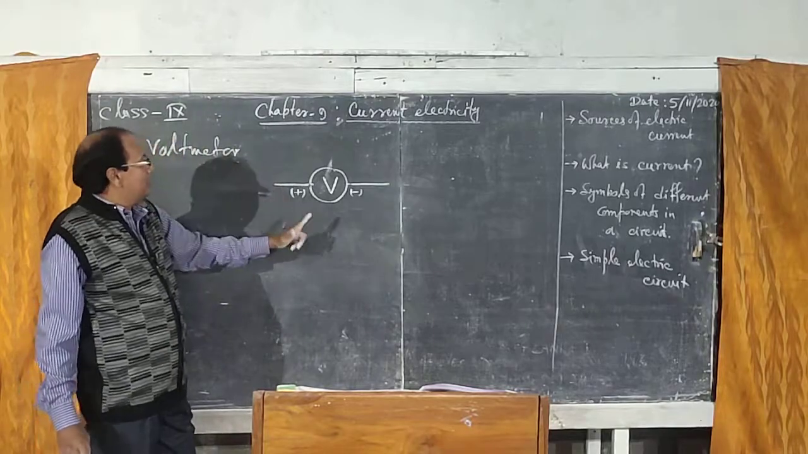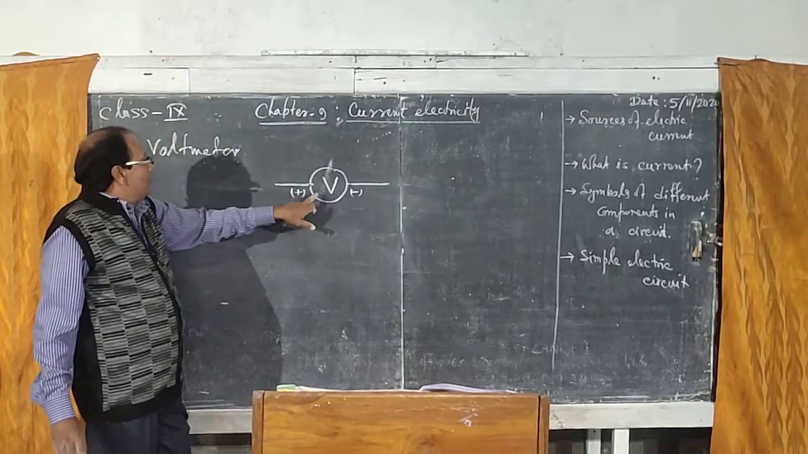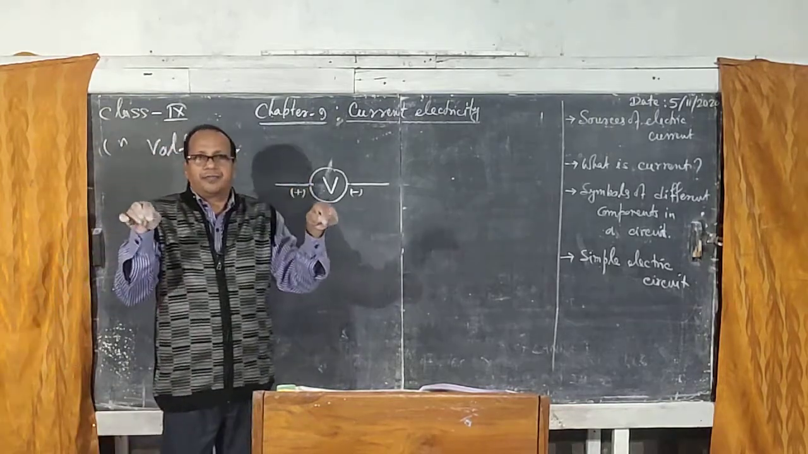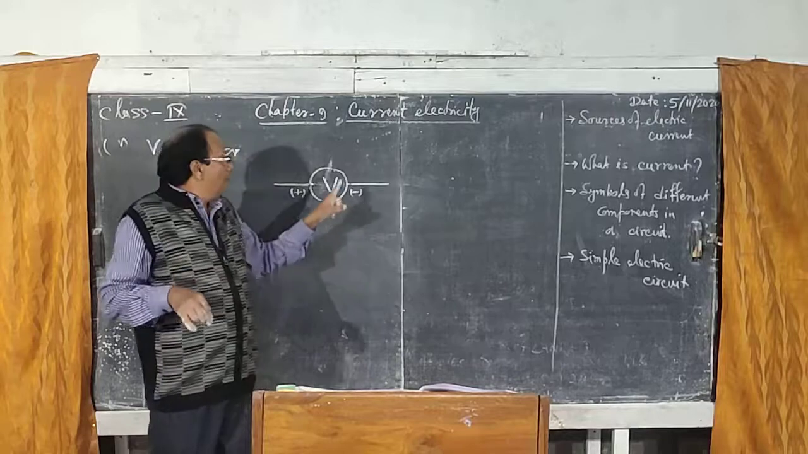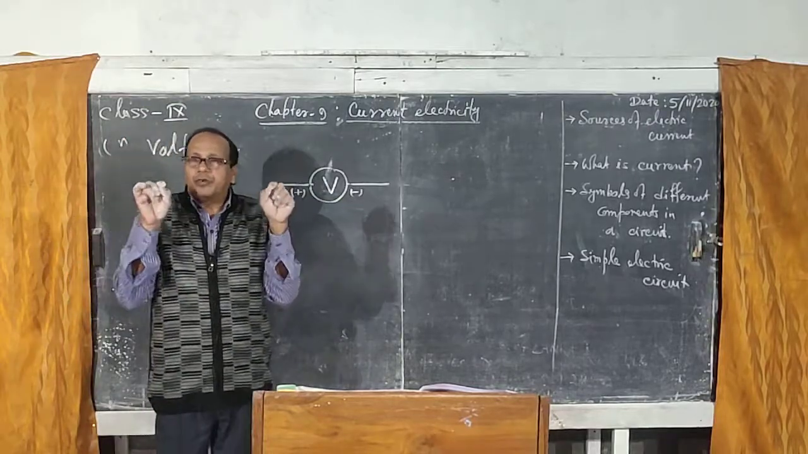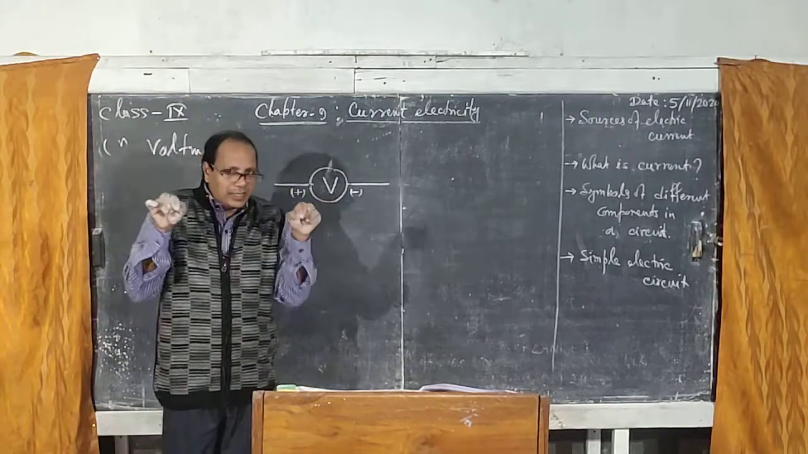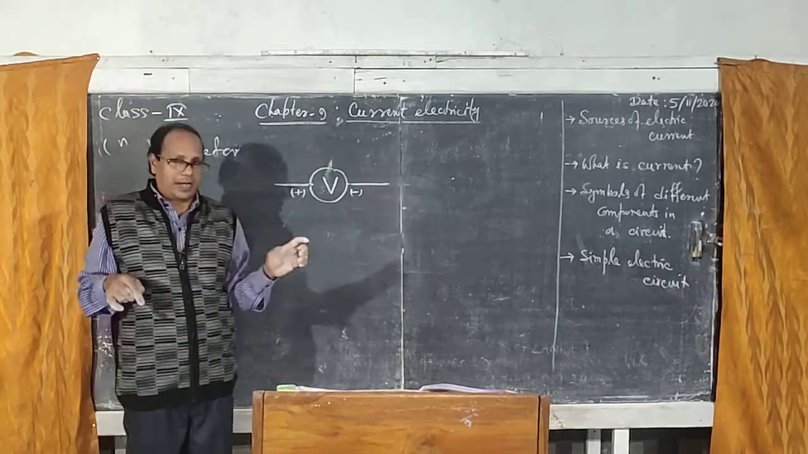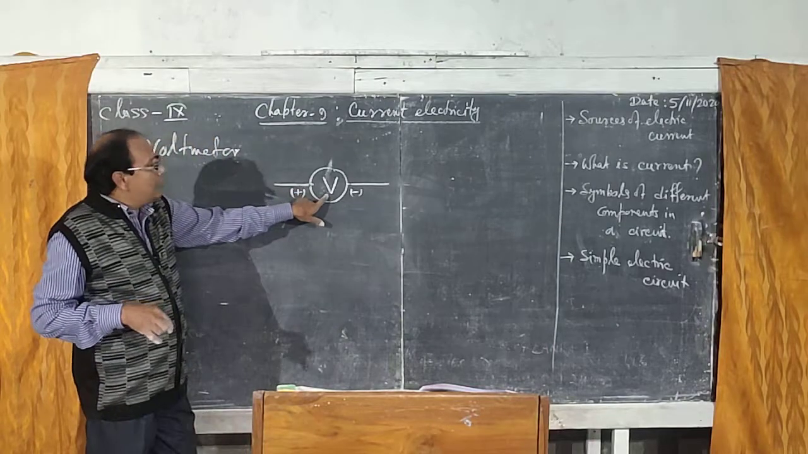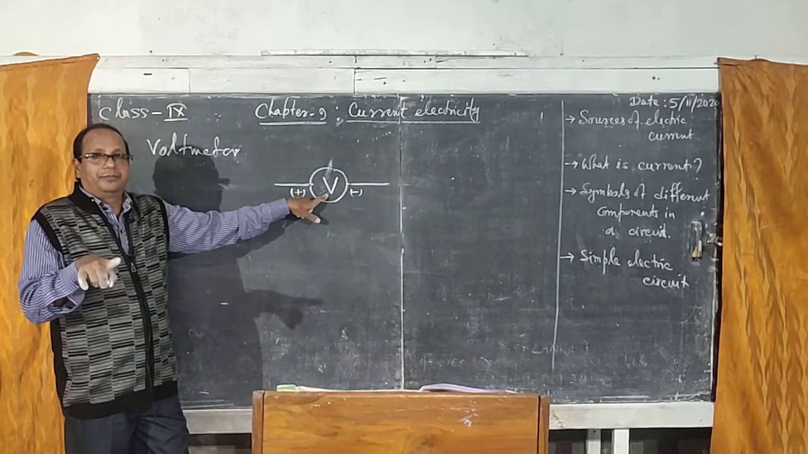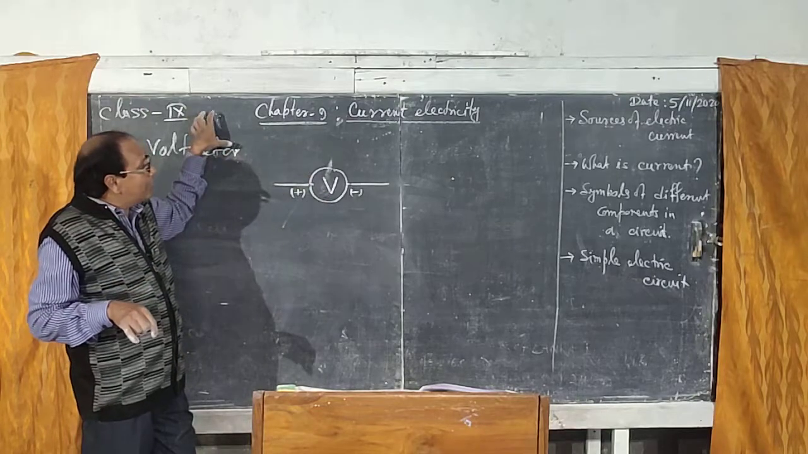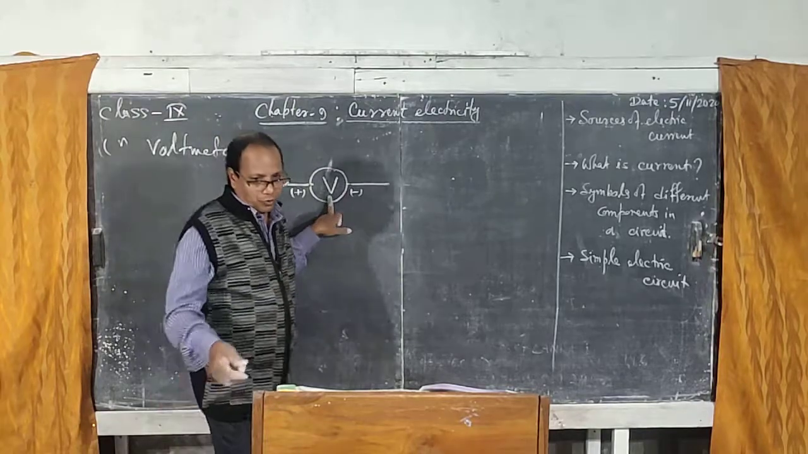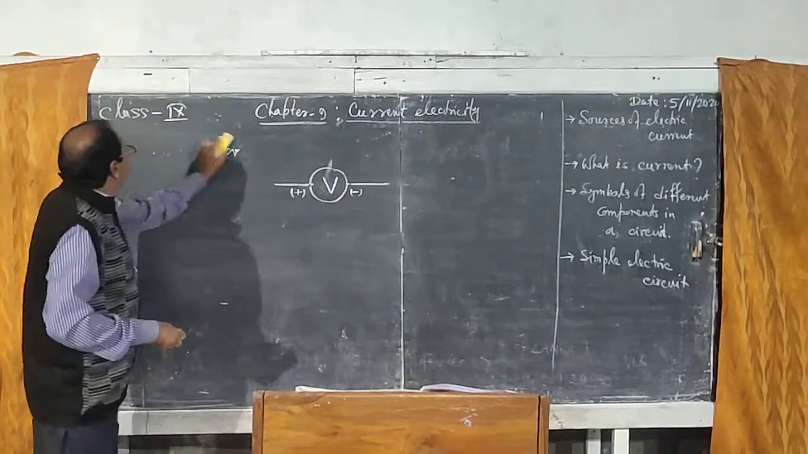And keep in mind one thing, the difference between ammeter and voltmeter. Voltmeter is used to measure the potential difference between the two terminals of a circuit, whereas ammeter is used to measure the strength of the flow of current, and voltmeter is connected in parallel. Once more, ammeter is connected in series, voltmeter is connected in parallel across the load.